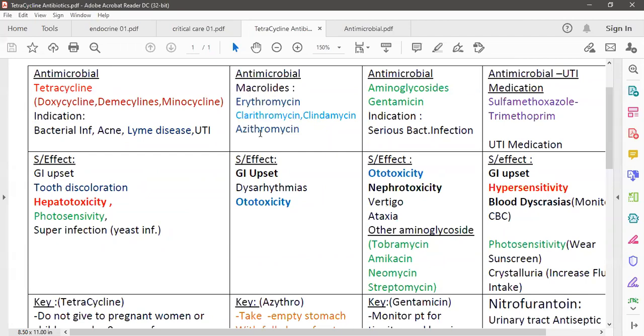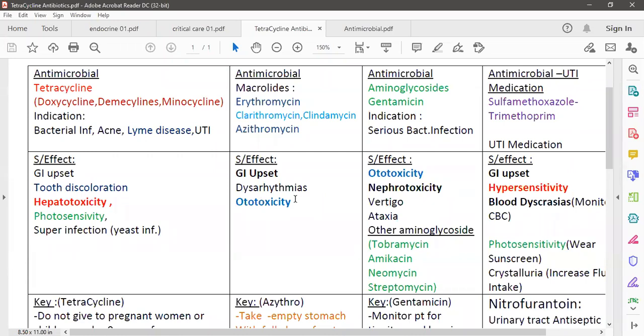The macrolides have a common side effect. They can cause nausea, vomiting, and diarrhea. And these three signs and symptoms together we call GI upset. Sometimes this macrolide can cause thrombocytopenia. Thrombocytopenia means reduced platelet count, and the patient presents with bleeding tendency. So bleeding time goes up.